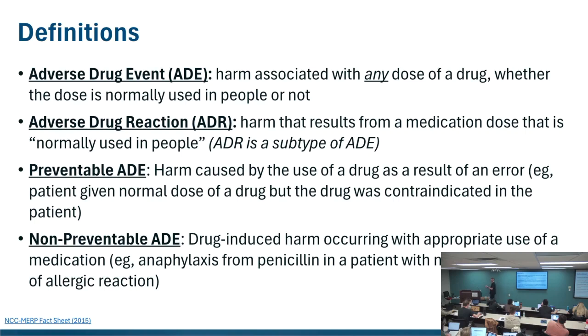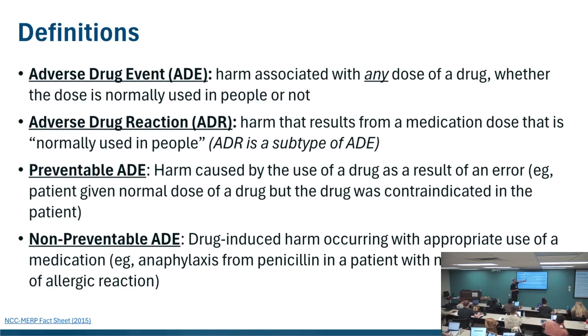All right. These definitions I've already explained from the previous slide, so this is more of a written version of it. I will say, though, the difference between an adverse drug event, which is harm associated with any dose of a drug, whether the dose is normally used in people or not. So an adverse drug event could be someone taking way too much of a drug, or someone taking not enough of a drug. It's any dose of a drug. A lot of our toxicity adverse events come from that.